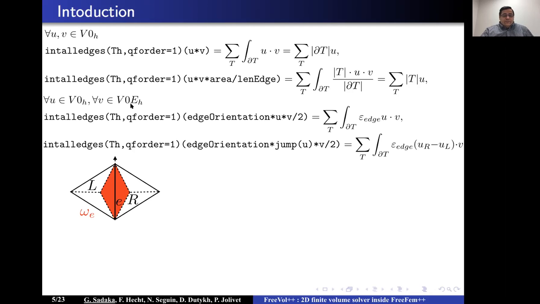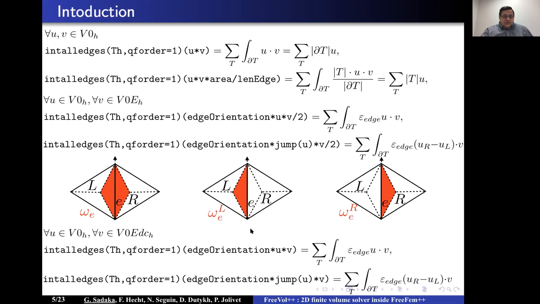If you have P0edge, as I told you before, each edge is seen twice, so we must divide it by 2, and we must also put the edge orientation when we use P0edge. Here, for example, UR minus UL is the jump of U, and here we divide it by 2. And if we use only the edge discontinuous element, for the same formula, we don't divide by 2, because the edge is seen only once.